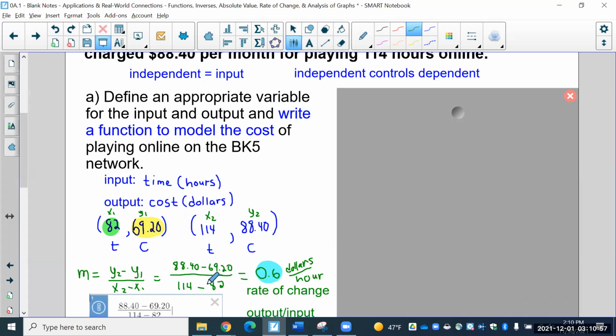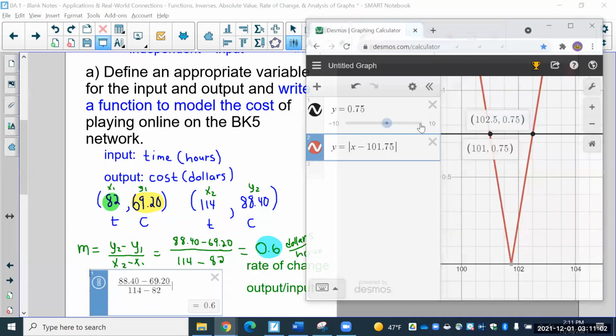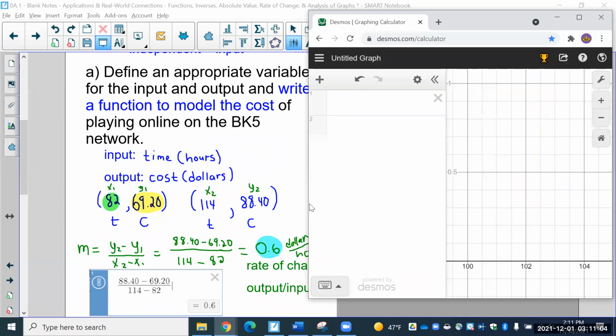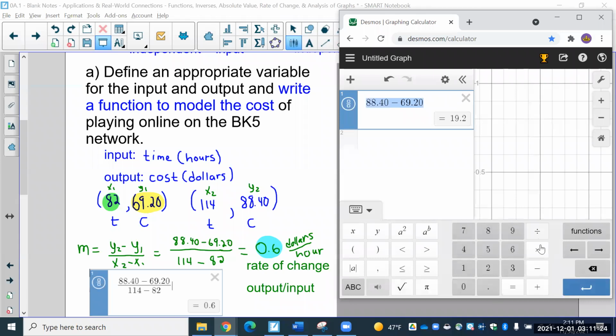Then you can reduce that by using Desmos. You can see here that I got 0.6. So when you use Desmos, one of the things you need to understand about how to use division is if you just try to type this in, like if you just try to type in 88.4 minus 69.2 and then try to hit divide, it'll do that, and that's not what you want. So there are two ways to do that. One way is to highlight the whole thing and then use the division symbol or backspace key on your keyboard, which is right next to shift, and then type in 114 minus 82. And that's how I got 0.6.